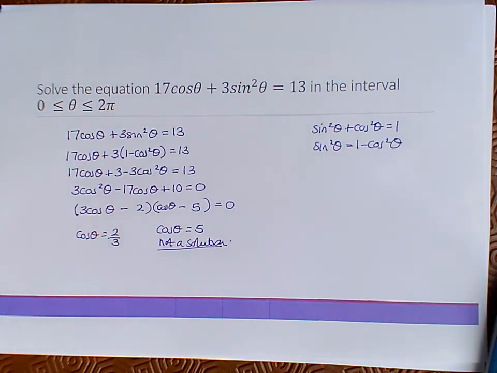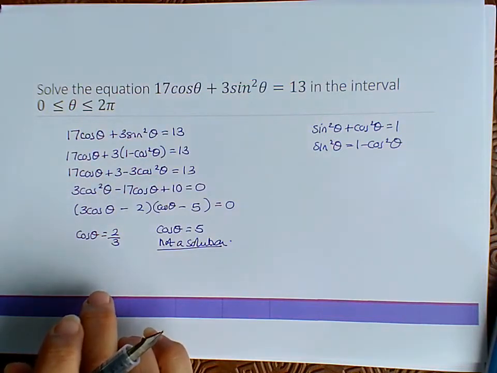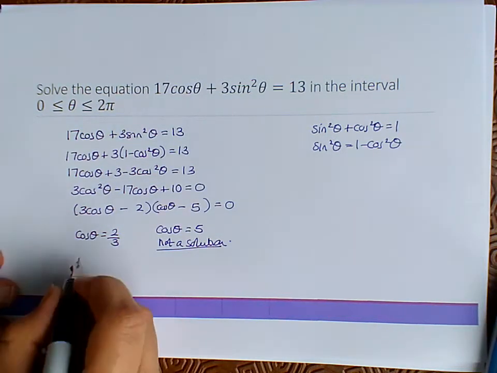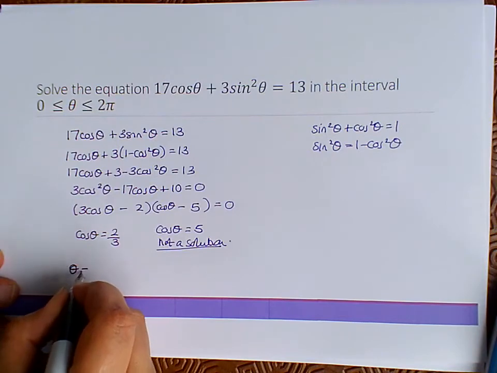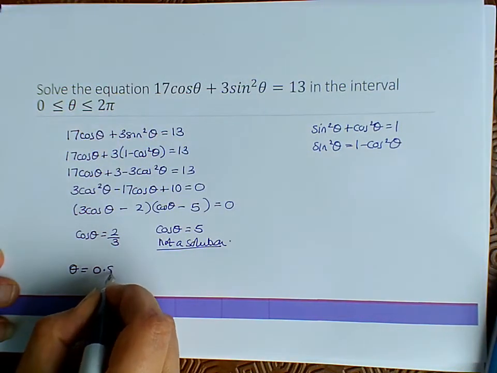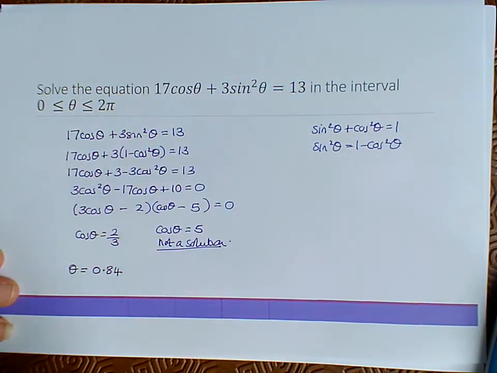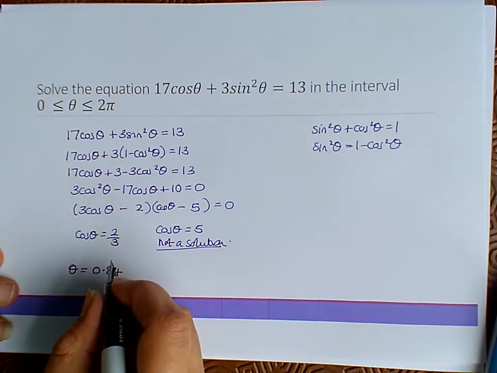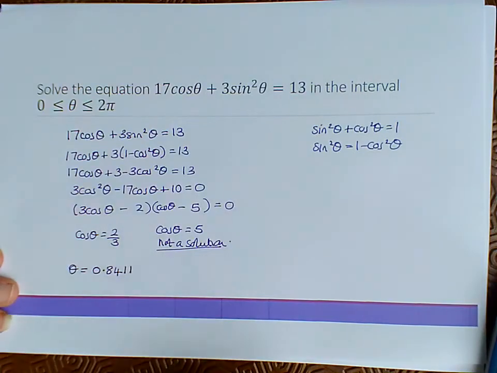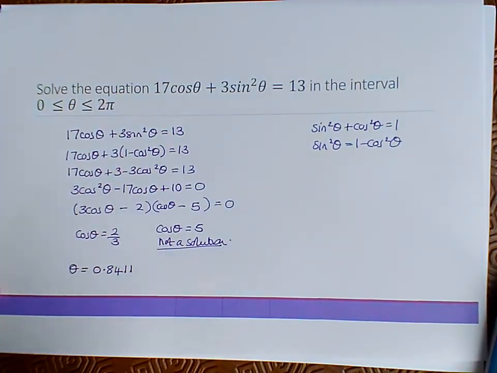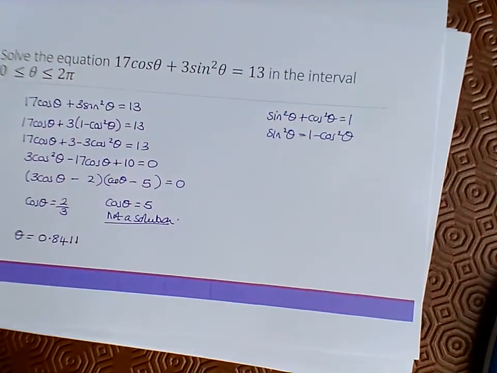So we go to our calculator for that and we just type that in so that we can actually get the solution out. And the answer comes out to be 0.84. I'm going to go for a few extra decimal places just to start with: 0.8411. And remember, we're working in radians, okay?